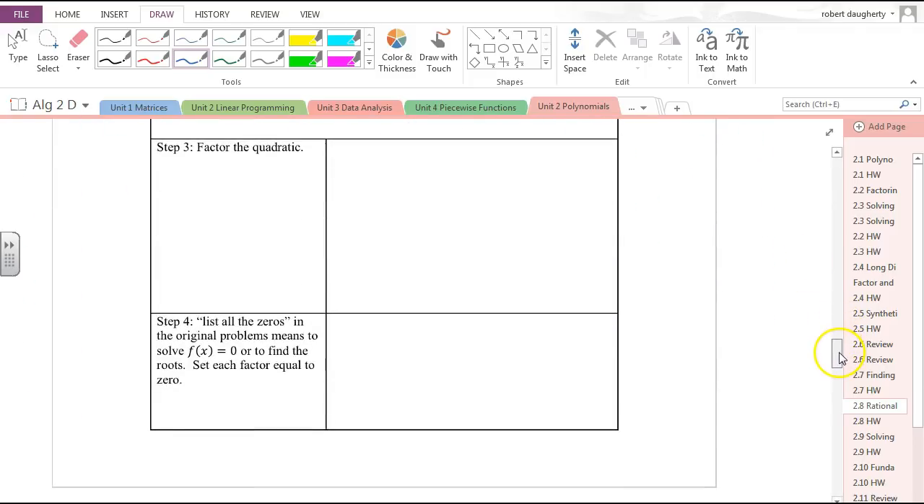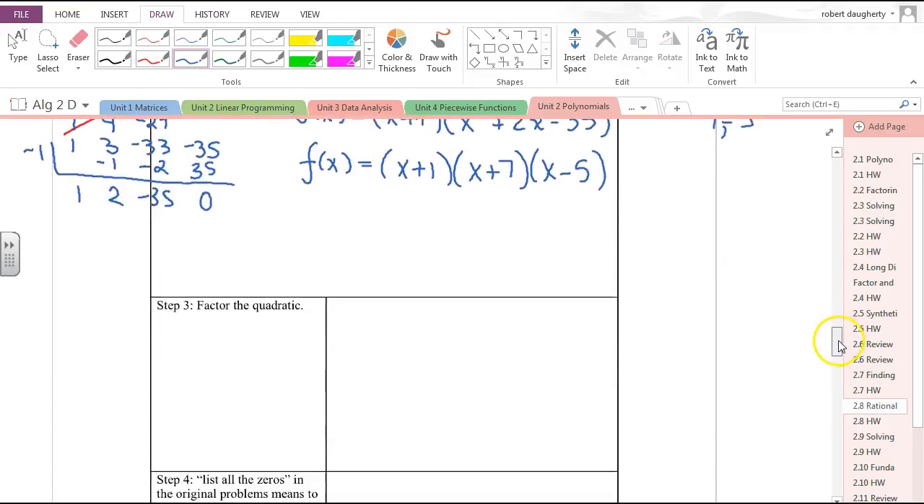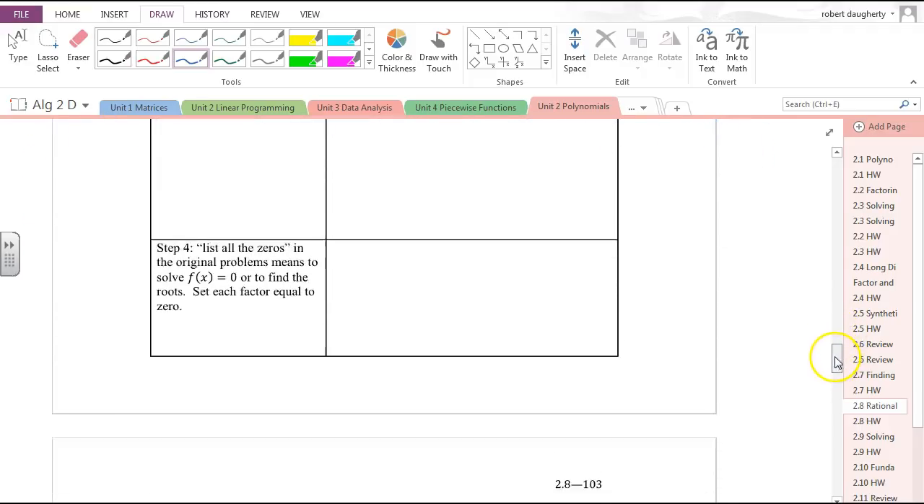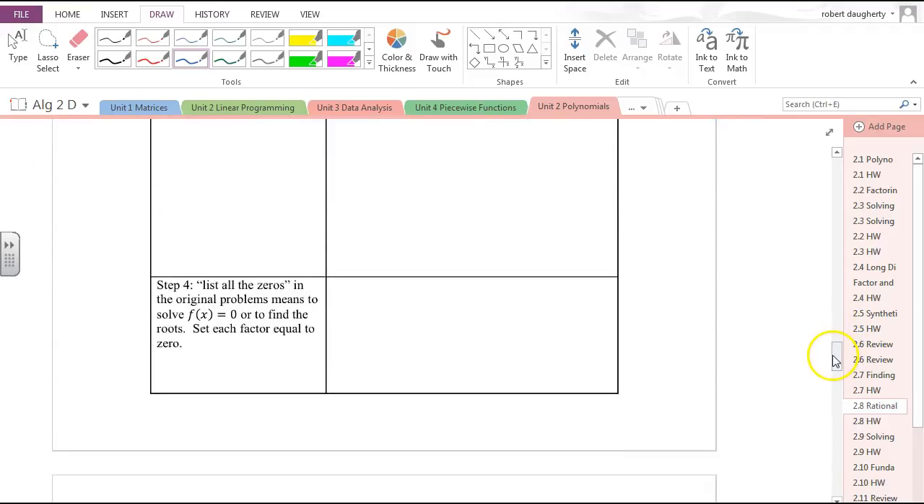So let's do a few more of these. Oh, and I guess I did all of that here. Factor the quadratic, listing all the zeros. Let me do that. That was x equals what? -1. What else? What? 4? No. -7 and +5. Right. Those are all the zeros. Okay.